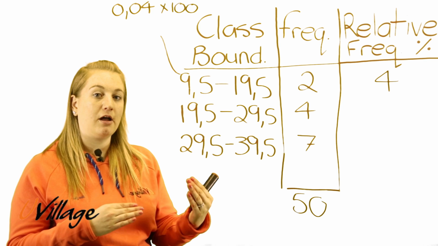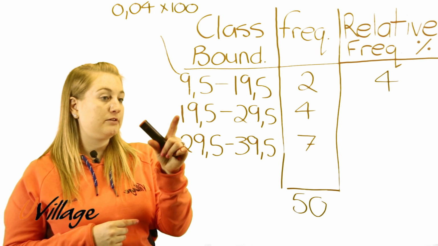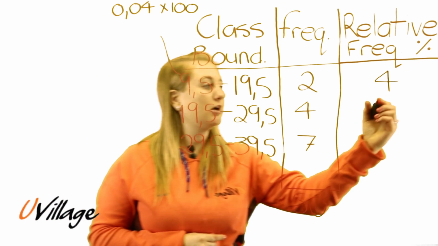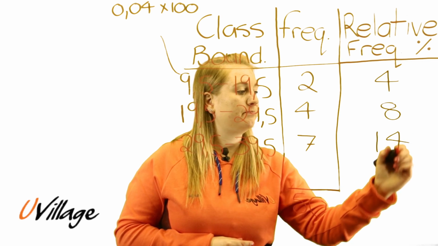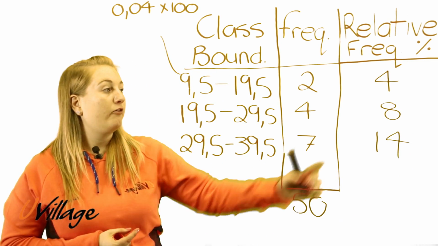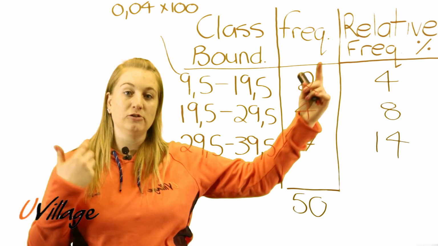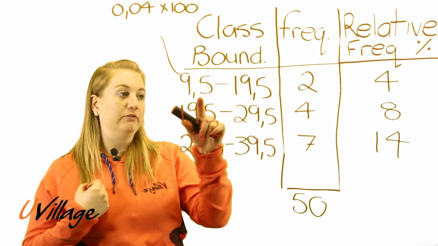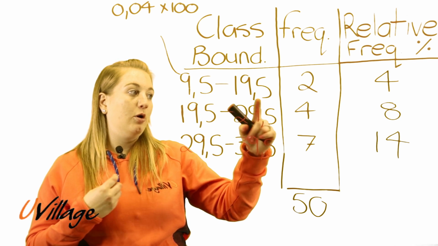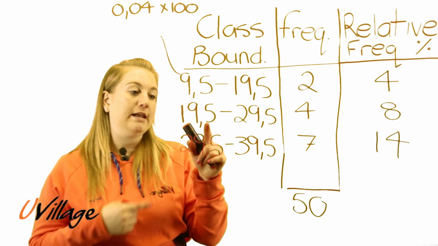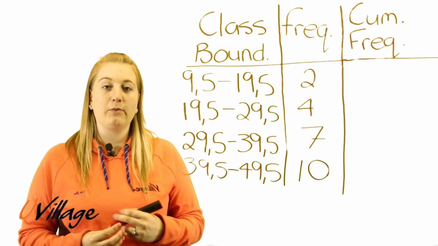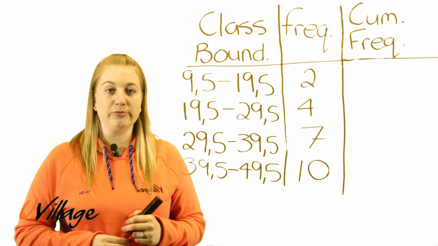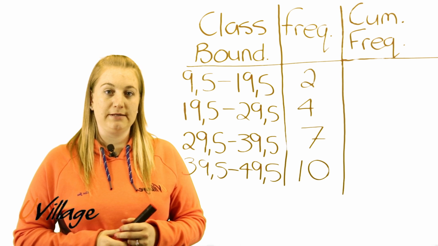Likewise, for the rest of the classes, we get that the relative frequency percentage for this class was 8, and for the next class is 14. This tells us that 4% of the values in your dataset fall between 9.5 and 19.5, whereas 8% fall between 19.5 and 29.5. The last thing that we can calculate for a frequency distribution is cumulative frequency.